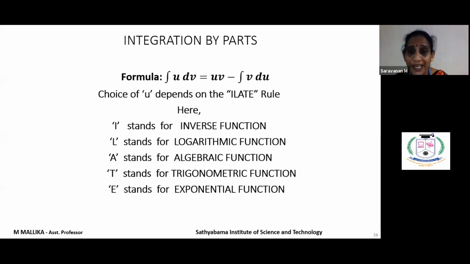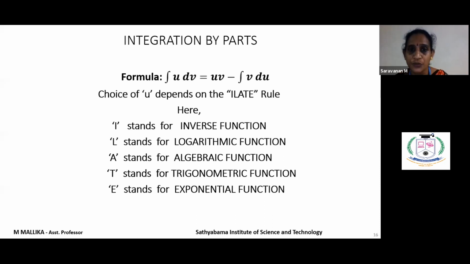So what does that imply? It implies that the integral that appears on the right hand side should be simpler than the integral that appears on your left hand side. So if I want the right hand side integral to be simpler, I have to choose u and v in a proper manner. So how do you choose u and v?